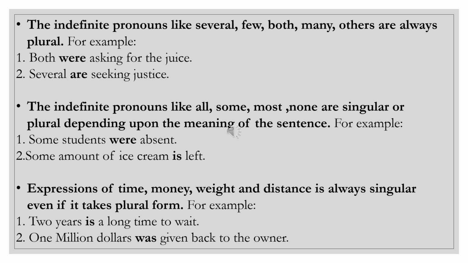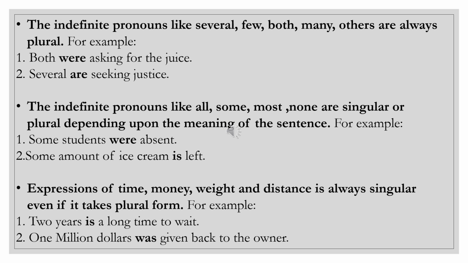Moving on to the next rule. The indefinite pronouns like all, some, most, none are singular or plural depending upon the meaning of the sentence. For example, some students were absent. Here again, you have to consider whether the meaning in the sentence intended is for the countable subjects or uncountable subjects. Like students definitely is countable. Therefore, we are using plural were.